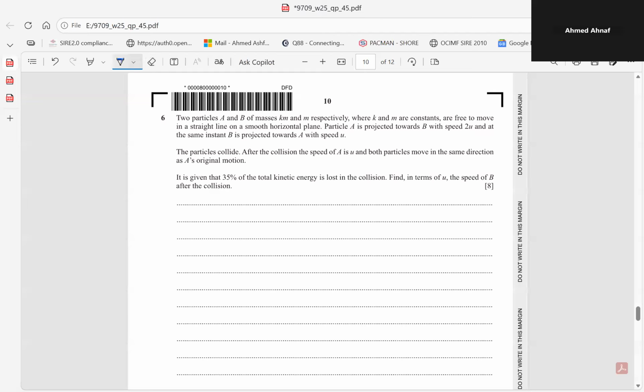For this question, we are told that two particles A and B of masses km and m respectively, where k and m are constants, are free to move in a straight line on a smooth horizontal plane. Particle A is projected towards B with speed 2u, and at the same instant, B is projected towards A with speed u. So let's draw that out. A is projected towards B with speed 2u. At the same instant, B is projected towards A with speed u. Let's write down the masses here.